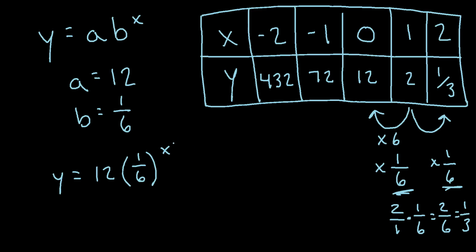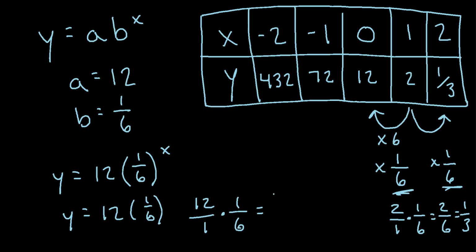Now again, to double check yourself that you got the right answer, you can plug in a value of x from the table and see if you get the correct y value. So let's pick an easy one. Let's pick an x value of 1. If we plug in a 1 for x right here, 1/6 to the power of 1 is just 1/6. So we get y is equal to 12 times 1/6. And if we want to rewrite it as 12 over 1 times 1/6 and multiply straight across, we get 12 times 1 is 12, 1 times 6 is 6, so 12 divided by 6, that's equal to 2, and that does match the y value that we get in the table. So again, that's just a way to double check ourselves.